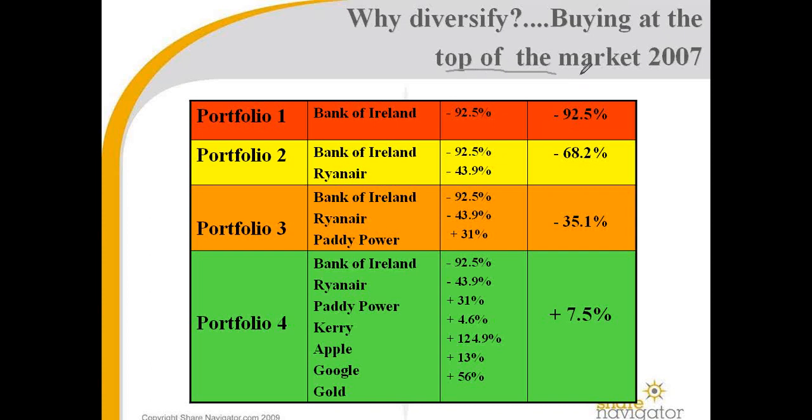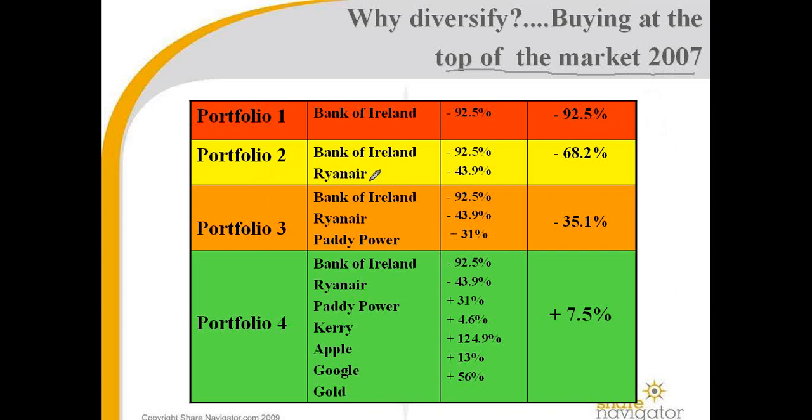We took the worst possible time you could invest in the stock market, the top of the market in 2007. So we said, right, if you had made the worst decision of your life, you invested your money in 2007, and this was to the absolute bottom of the market. So this is your worst investment period ever, folks, right? And we created 4 different portfolios. If you invested into Bank of Ireland only in Portfolio 1, you would have lost 92.5% of your investment.